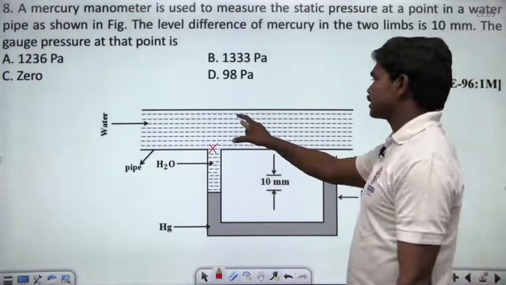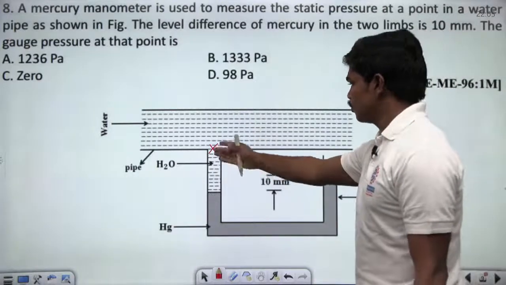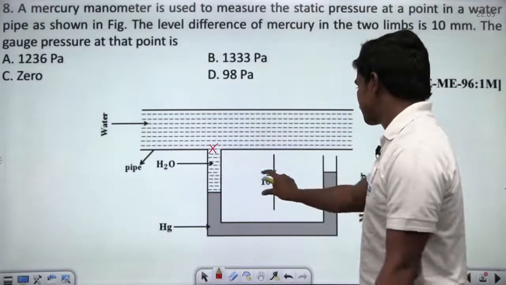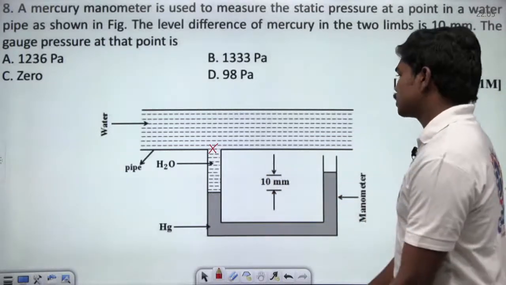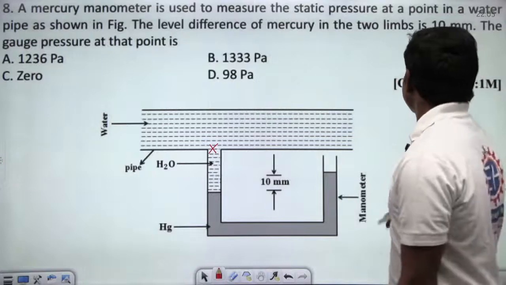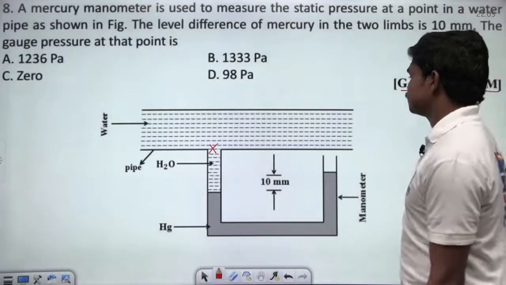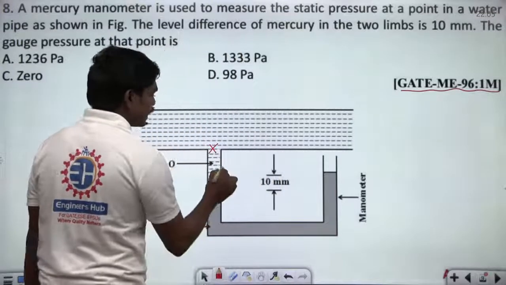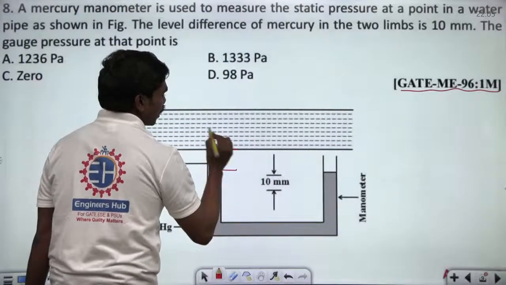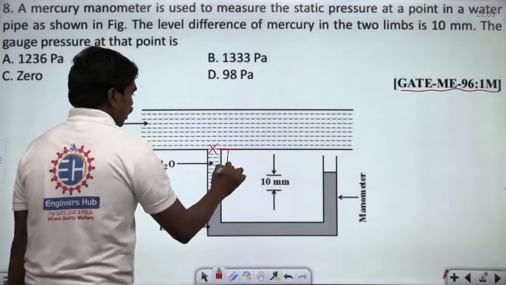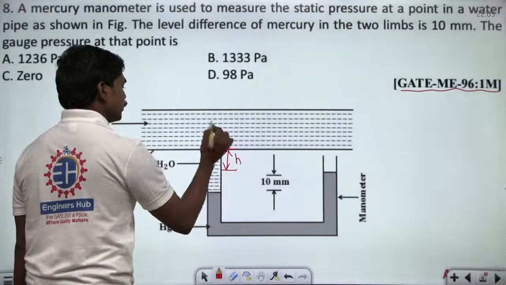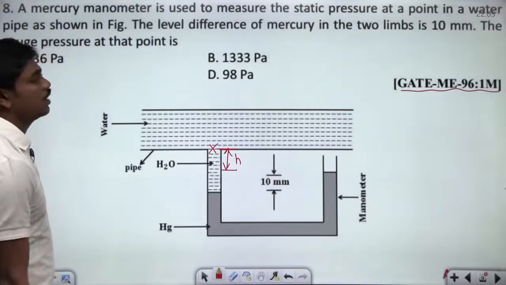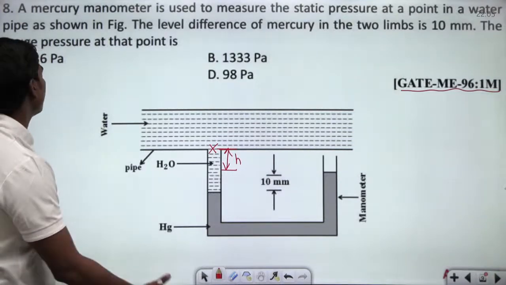It's given there is the water that's flowing in the pipe and, because of the pressure at this point, there is some deflection in the mercury, and the difference between these two limbs is 10 mm. So please try to calculate this. GATE Mechanical 96. Okay. But how to identify this water column height? How to identify this capital H? If you can identify this capital H, then that's okay. Correct? So anyhow, let us go for the nearest value.